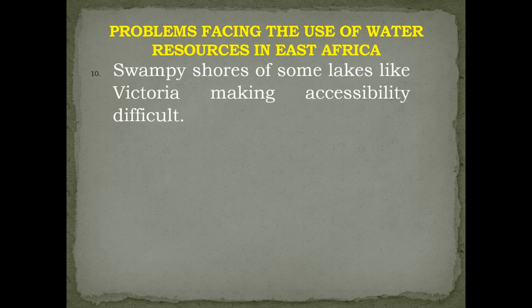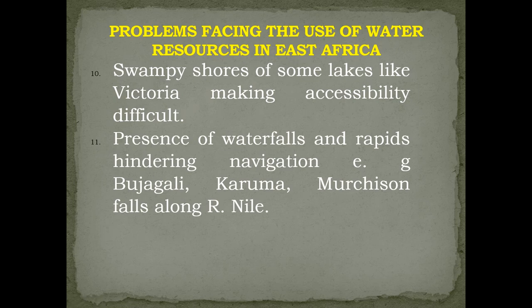As examples that you'll be able to give. Then the swampy shores of some of these lakes make these water bodies inaccessible because of the swamps. Lake Victoria and Lake Kyoga are particularly affected by this problem. So accessibility to these lakes becomes difficult because of existence of so many swamps. Presence of waterfalls and rapids also hinders navigation.